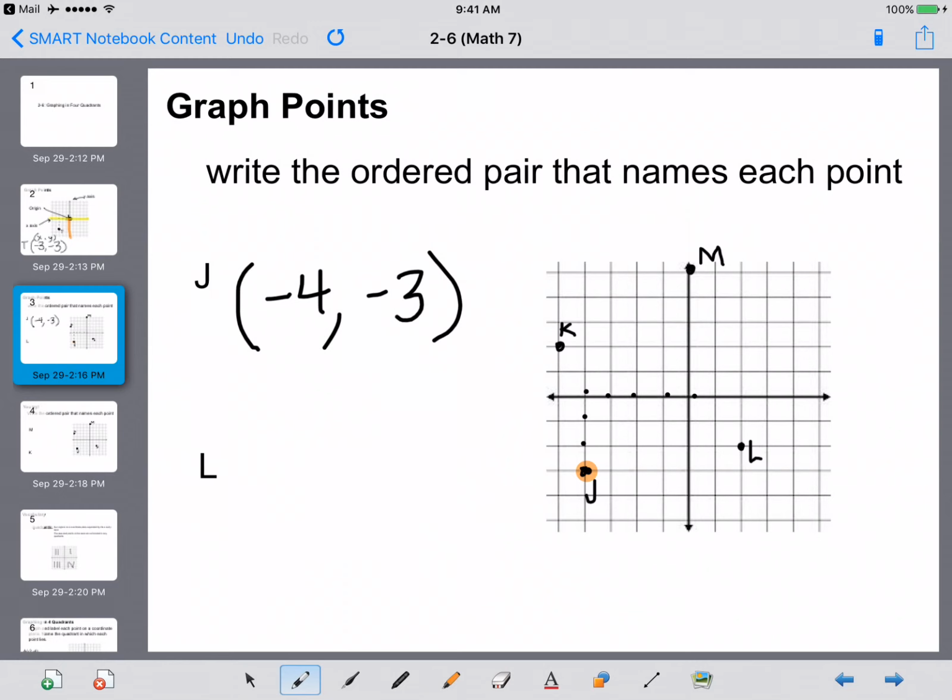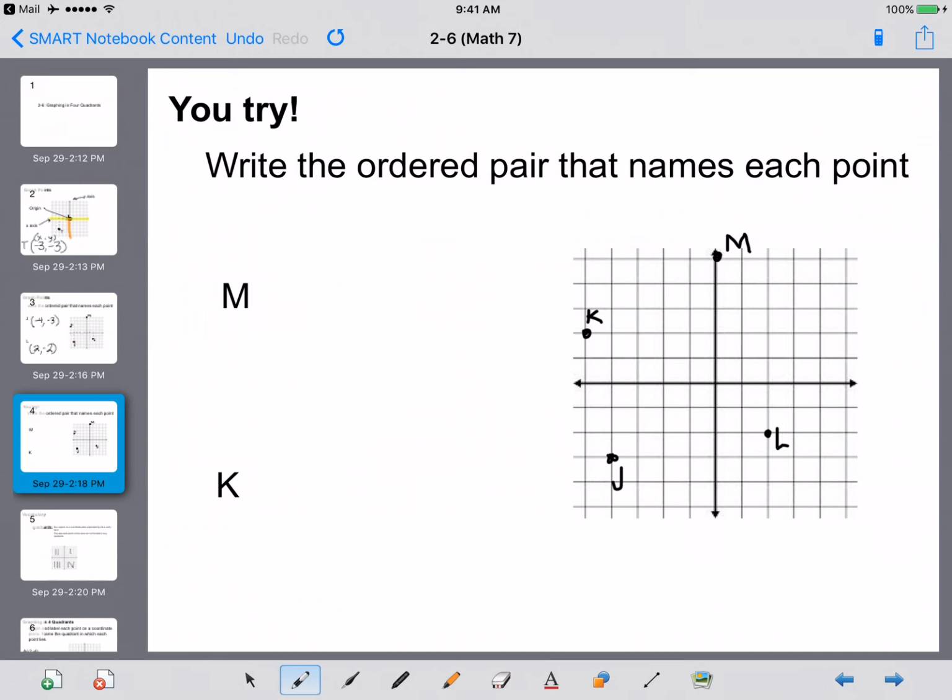Point L, starting at the origin, we're going 1, 2. So L is at 2, and then we go down 1, 2, -2. I want you to pause and try these ones on your own and then check with what I got. So we're looking for M and K.